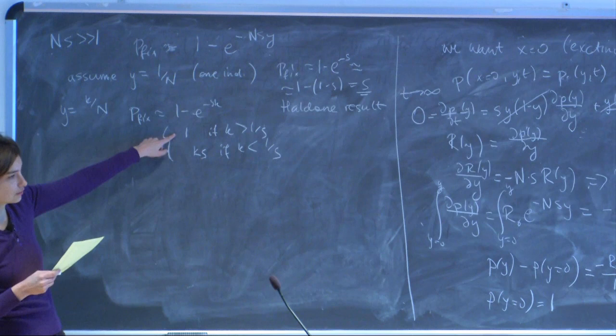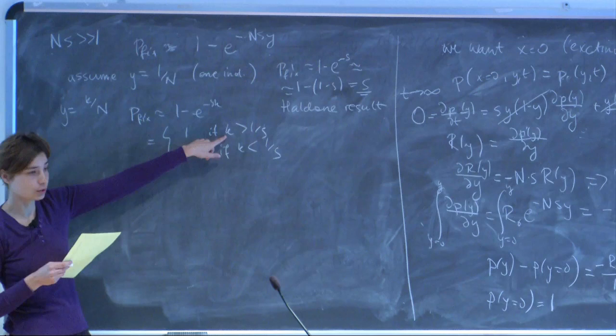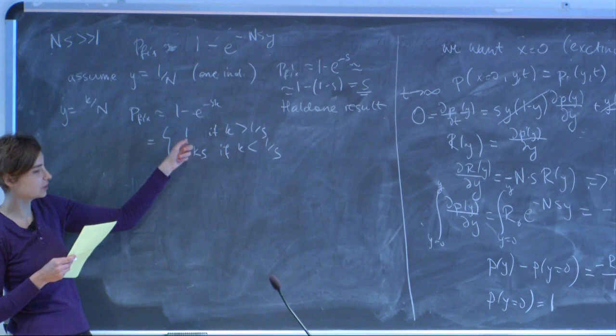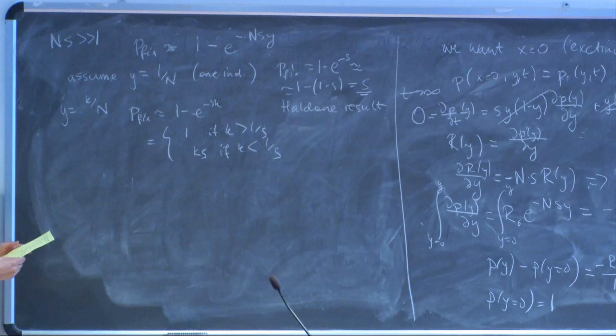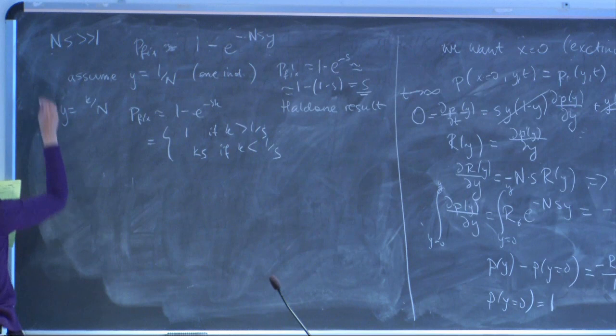Okay? So that tells you that there's a threshold at 1 over s above which, if you see an individual, so if you see them in k individuals where k is larger than 1 over the selection coefficient, that's almost certainly going to fix. However, if you see fewer individuals than 1 over s, well, they still may fix, but their fate is much less likely. Okay, so that's case 1.